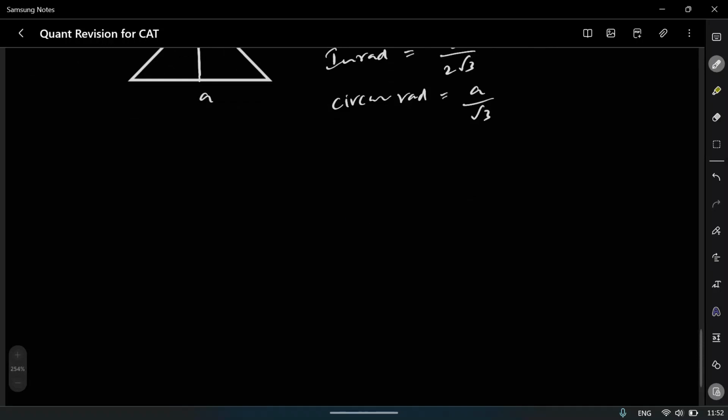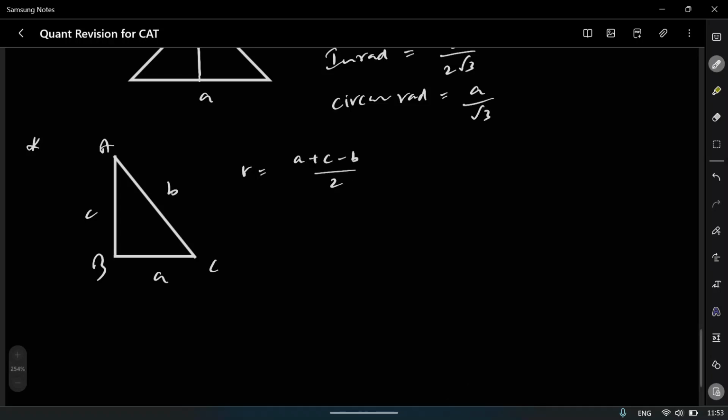Next I will discuss a property about right angle triangle. Let us consider a right angle triangle ABC, where the sides are a, b, c. For inradius, r equals a plus c minus b by 2. Here b is the hypotenuse, so we are subtracting b. This is one important formula which you can remember.